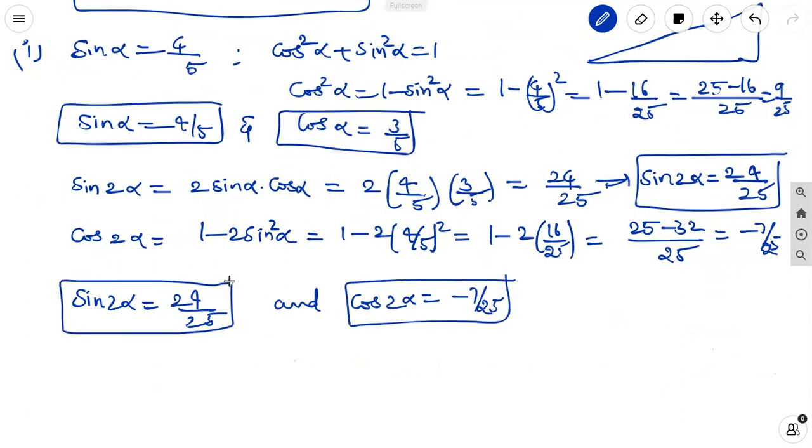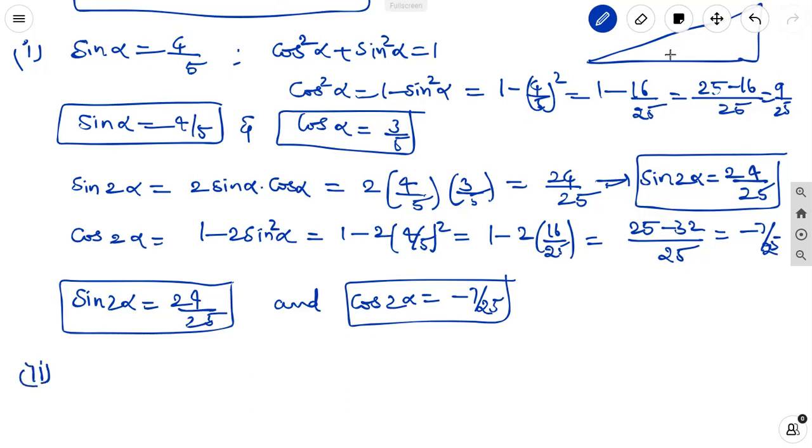And one more thing, you can use this also: cos square alpha minus sin square alpha. Cos square alpha means 3 3s are 9 by 25 minus sin square alpha means 16 by 25. It is also minus 7 by 25. Whatever the formula you use, you are getting the same value only. It is the first problem.